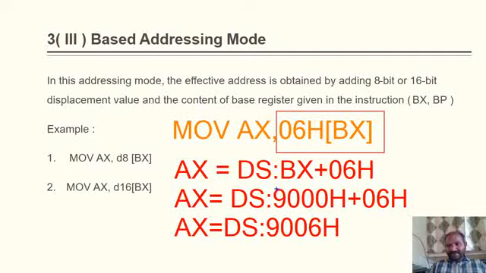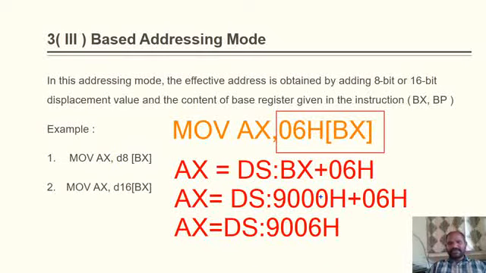Here we have one array whose starting address is 9000H. Assume that our array is a 10-element array. Now I would like to access the sixth element in that particular array. Then I write this sixth element as a displacement value over here.